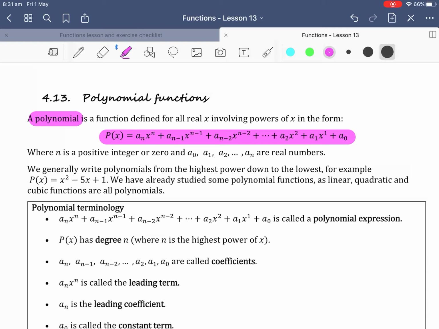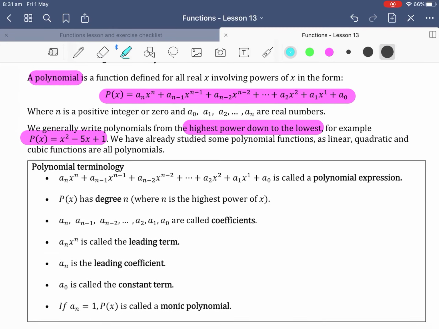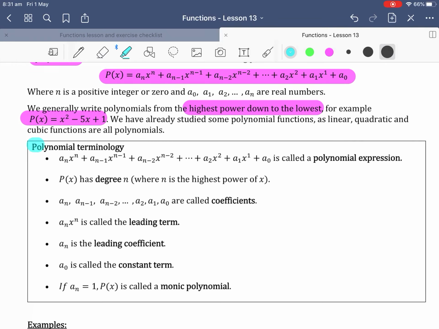So we generally write polynomials from the highest power down to the lowest. For example, p(x) equals x squared minus 5x plus 1. So we have already studied some polynomial functions, as linear, quadratic, and cubic functions are all polynomials. So let's have a little look at some polynomial terminology.